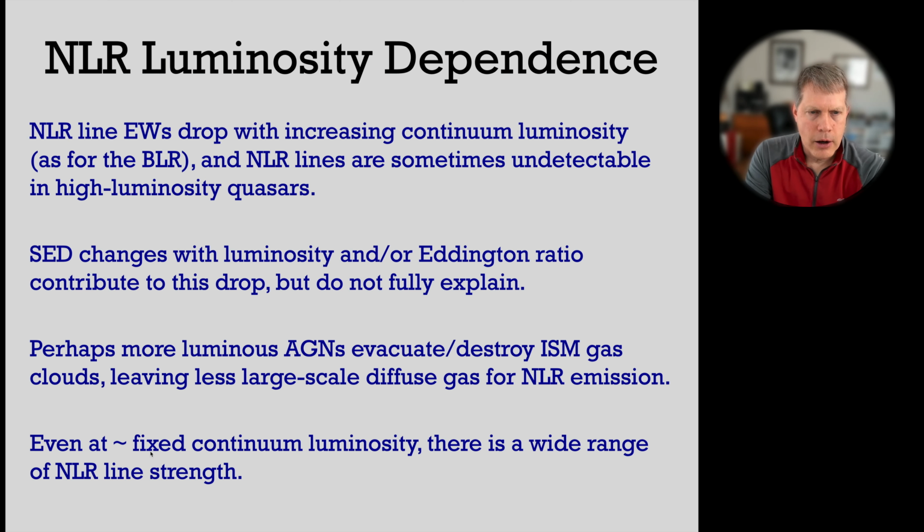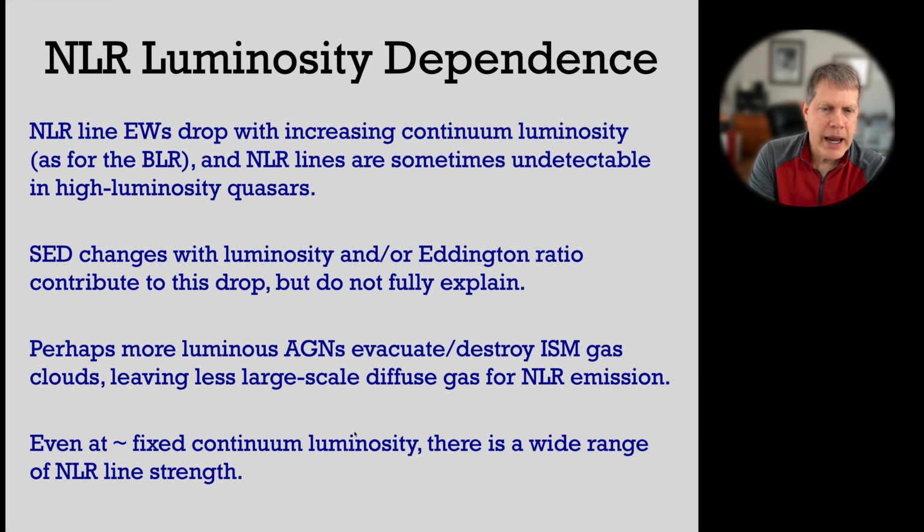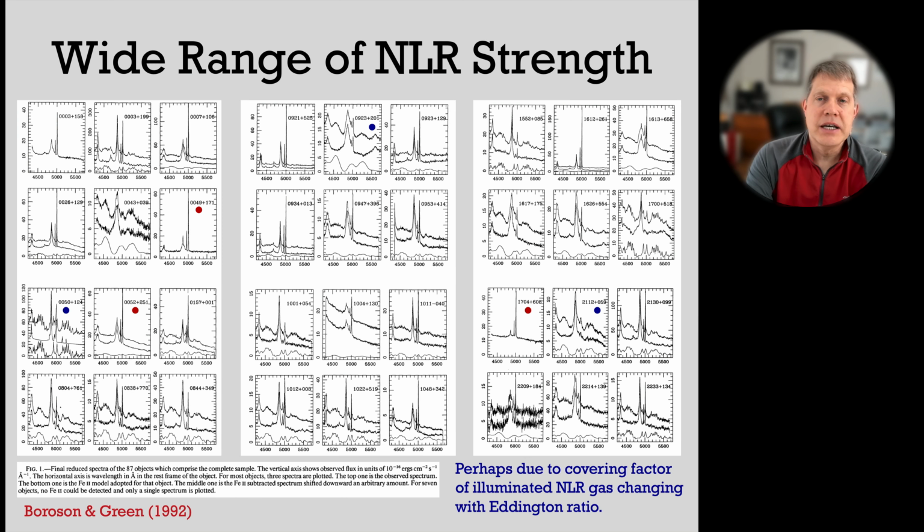Another point which I want to highlight, however, is that here we've talked about the luminosity dependence, but even at a roughly fixed continuum luminosity, there is a wide range of NLR line strength. You can see that with this plot, for example, where there's a very large scatter in this relation. And much of that is due to a wide range in NLR line strengths, even at a fixed continuum luminosity. In fact, you can see that graphically in this set of spectra that come from that important paper by Boroson and Green studying the PG quasars.